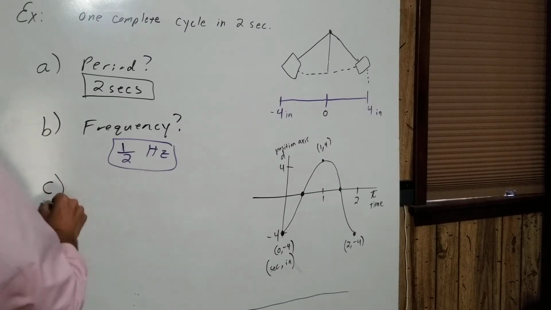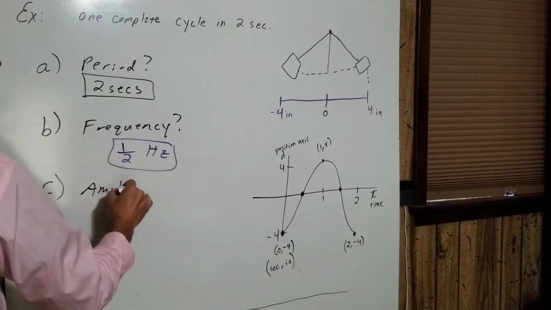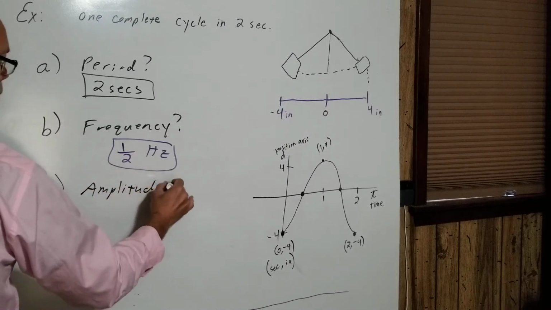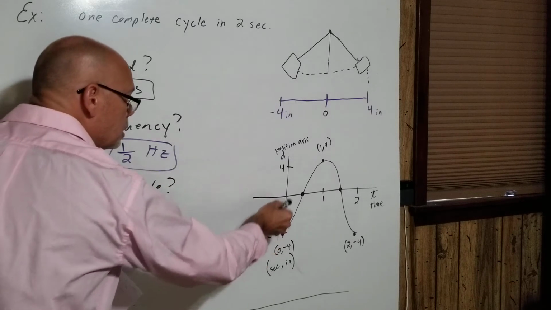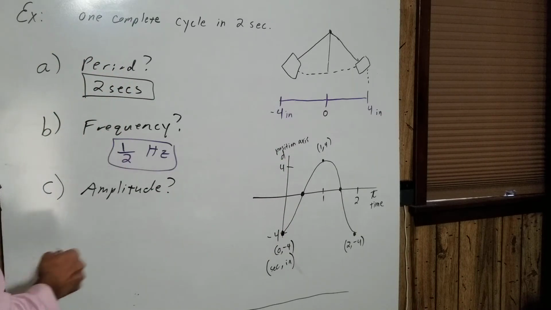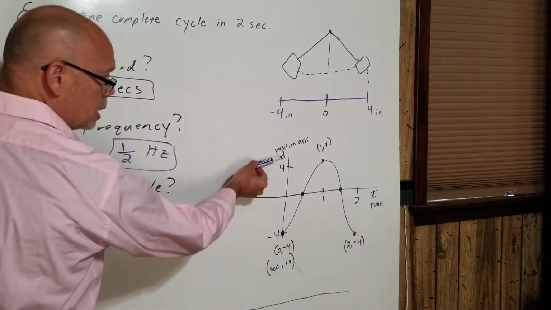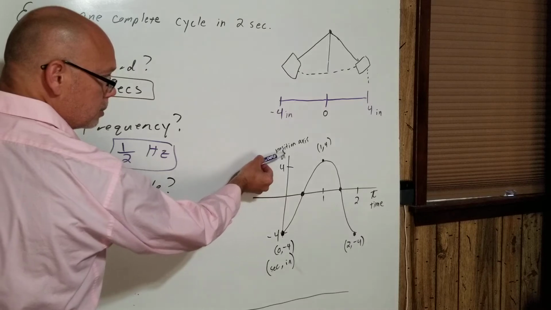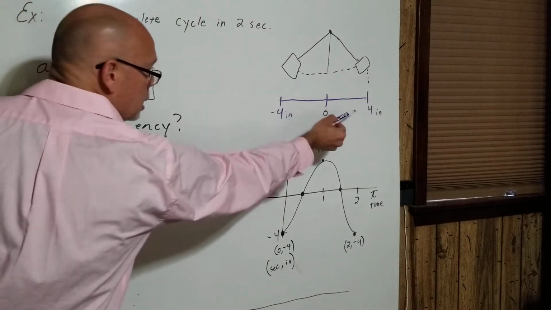Part C. What is the amplitude? Well, look at your graph. Where do you oscillate between? Negative 4 and 4. So your amplitude would be 4. But we need units here. What are my units of this? This is the position, right? What is the position measured in? Inches.